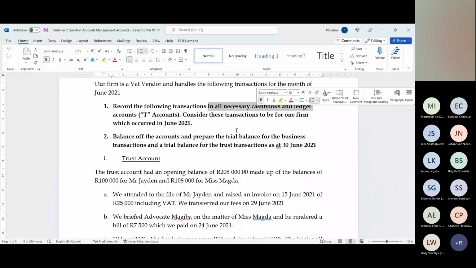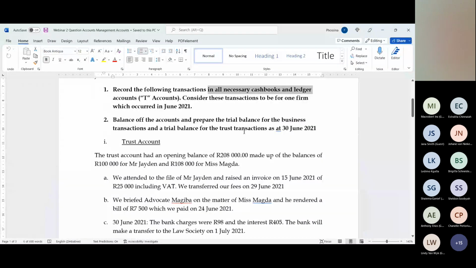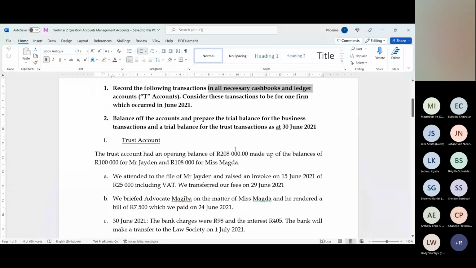And then when you look at these transactions, we should always, even in our assignment 2, consider them to be for one firm. We do not mix up firms in this assignment. We just want to see if you can apply a trust account, a business account, petty cash book, everything, or conveyancing. We've got a lot of things happening in the firm, so we just want to see if you can integrate and see that this is one firm.